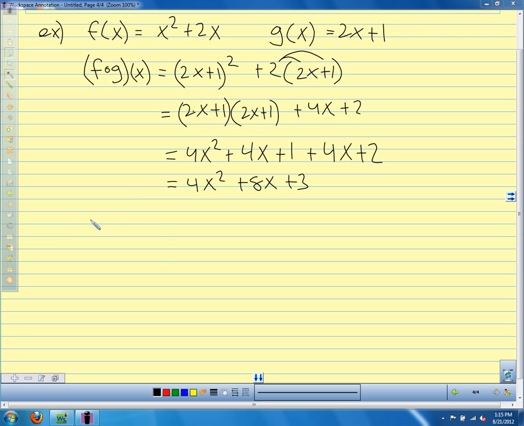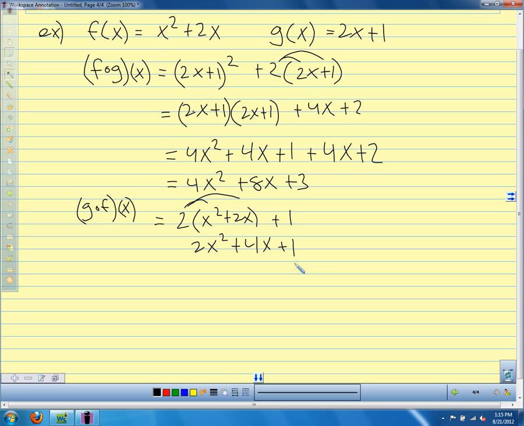If I want to go the other way, g of f. This time I'm going to take f and plug it in for x everywhere I see x in g. Just going the other way. So g of f is 2 times x squared plus 2x, plugging in f in here, plus 1. Now I just have to distribute. I get 2x squared plus 4x plus 1. So that was a little easier composition.